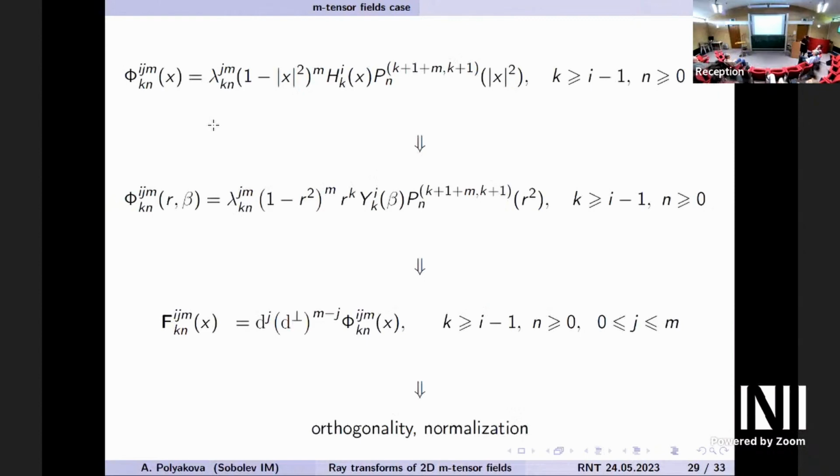There is no method. And last year, we managed to solve orthogonality for M tensor fields for the two-dimensional case and the three-dimensional case. And this result is now under review. Yes, we have got the first review and answer, and now we wait for the decision.